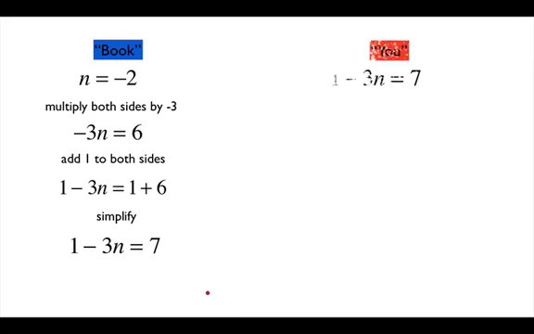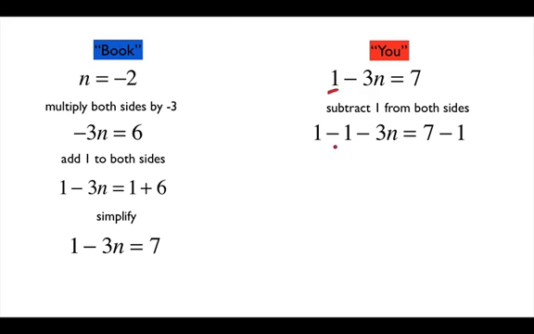So let's look up there. What is it that you need to do? You need to undo this operation here. So you need to get rid of this. What did the book do here? They added 1, so you're going to subtract 1 from both sides. Once you're here, subtract 1 from both sides. And then simplify. You end up with negative 3n equals positive 6.